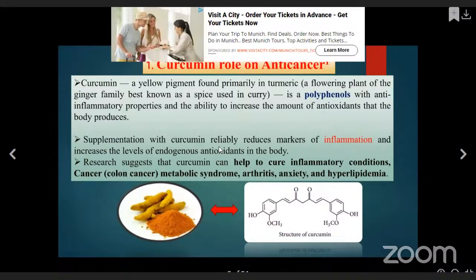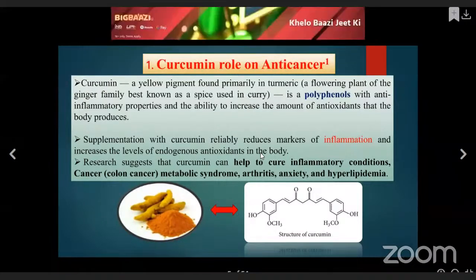So supplementation with curcumin reliably reduces markers of inflammation and increases the levels of endogenous antioxidants in the body. You'll be listening about this immunity power, right? Basically, immunity power.